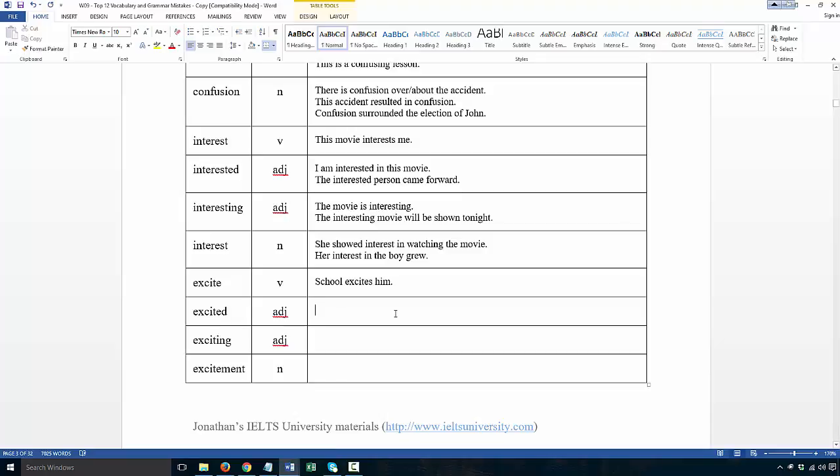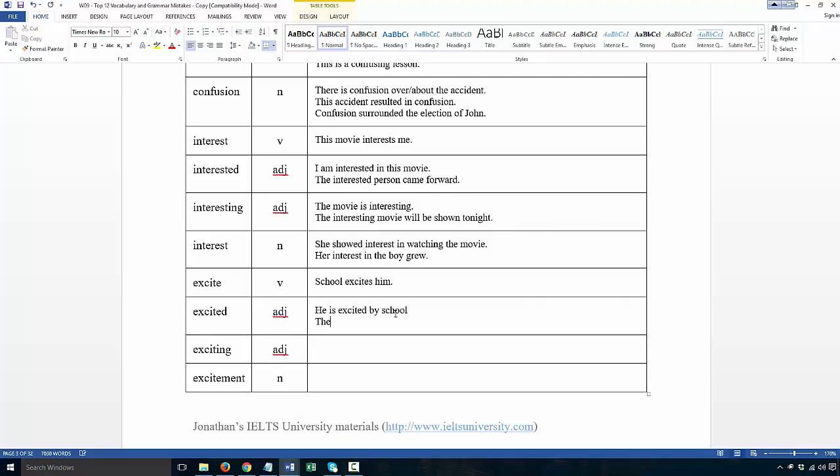Excited. He is excited by school. The excited boy ran to school. Okay, so this is after the be verb. This is before. Remember, not all the time it could be after, not all the time it could be before.